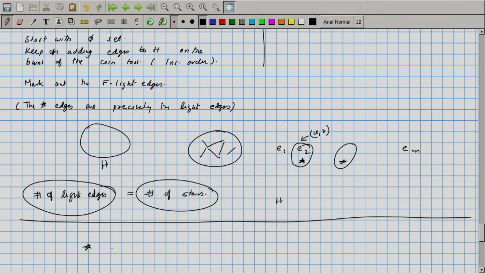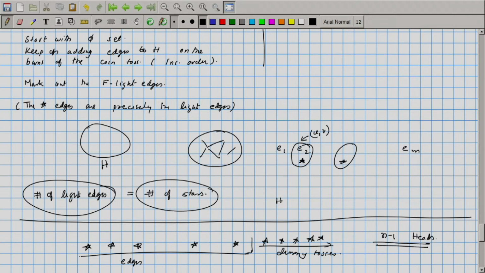Okay. So, we have this sequence of stars. Now, once all the edges have been exhausted, all the stars would also have been exhausted, but let us say we keep on tossing further dummy coins, which do not really depend on any edge. Okay. So, these are the edges and these are dummy tosses. And we will keep on tossing till we get, let us say, n minus 1 heads. Okay. So, in order to count the expected number of light edges, we are counting it in a slightly different way.